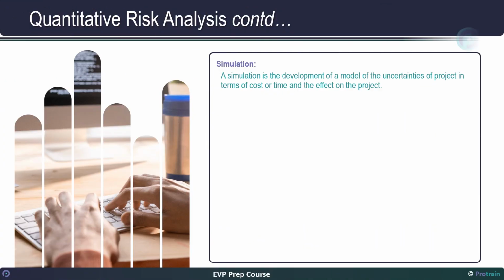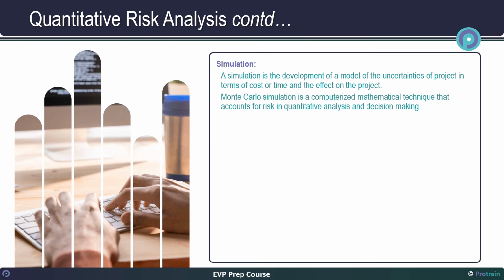Simulation. A simulation is the development of a model of the uncertainties of a project in terms of cost or time, and the effect on the project. One of the most used cost and time quantitative risk analysis simulation methods is Monte Carlo simulation. Monte Carlo simulation is a computerized mathematical technique that allows people to account for risk in quantitative analysis and decision-making.